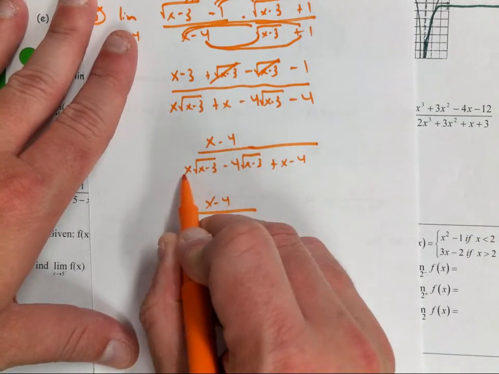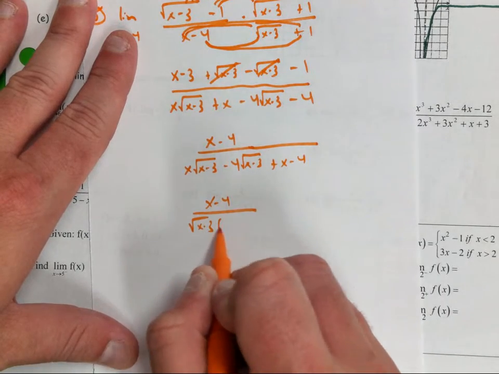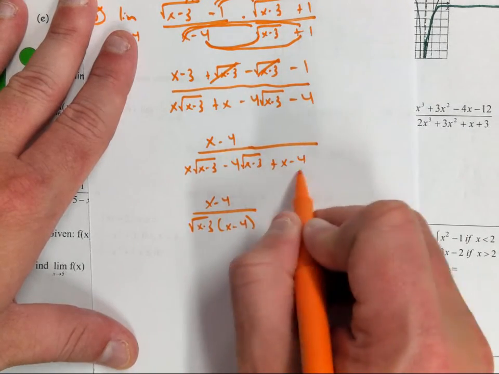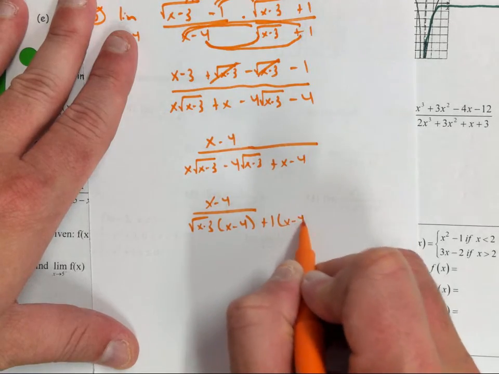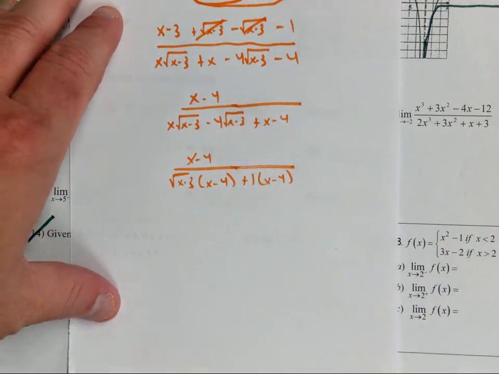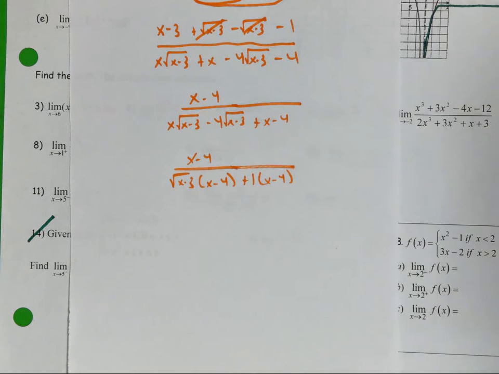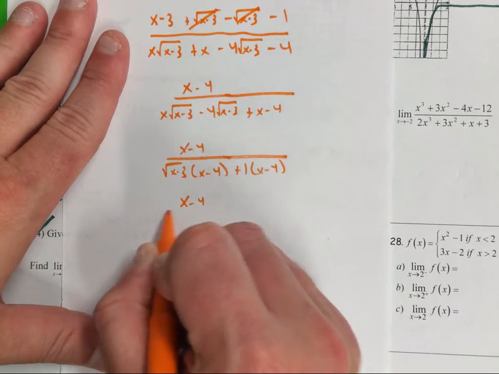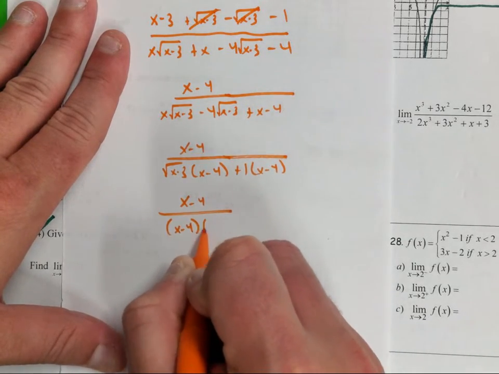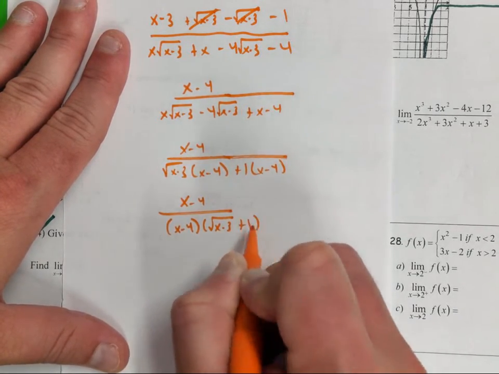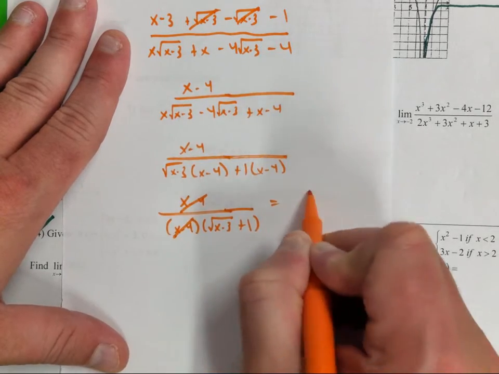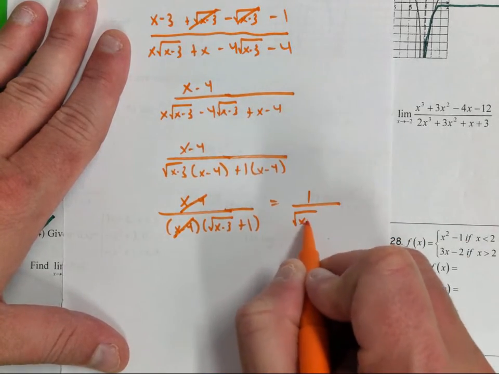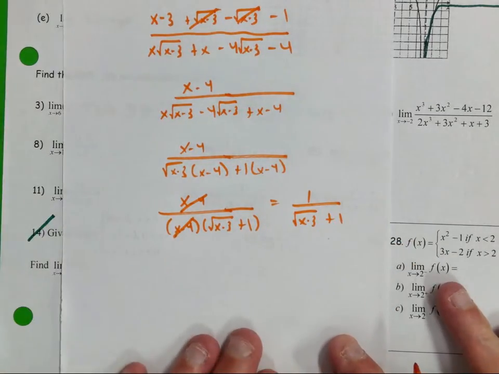X minus 4, I'm going to factor out this square root of x minus 3. That leaves an x minus 4. The only thing I can take out of these two things is a 1, so that leaves an x minus 4. I took a square root of x minus 3 out of the first term. Only thing I can take out. I know I did it correctly, I got the same thing in both parentheses. Now I'm going to rewrite that as x minus 4 over x minus 4 times square root of x minus 3 plus 1. These cancel out. I'm left with 1 over square root of x minus 3 plus 1.